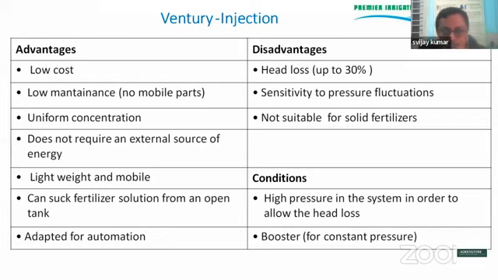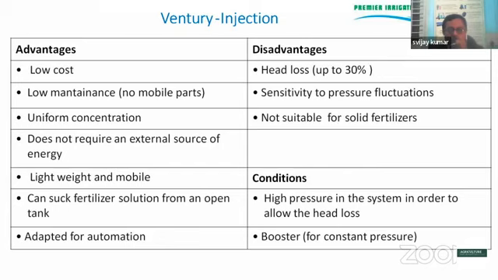Of course, every product will have some limitations. In case of the Venturi, you have what is called a head loss. Whenever you throttle, there will be a pressure loss, which is of course factored into the design. And it is a little bit sensitive to pressure fluctuation due to voltage fluctuation. And it is definitely not suitable for solid fertilizers.